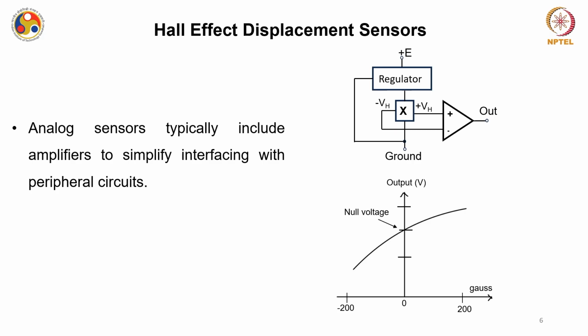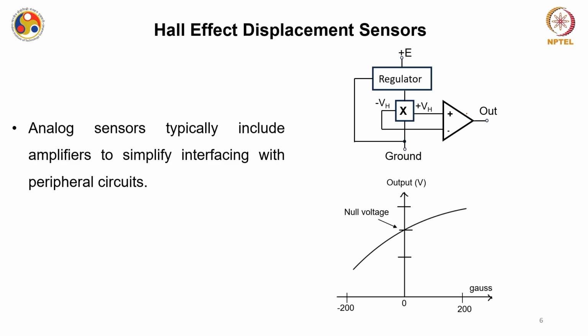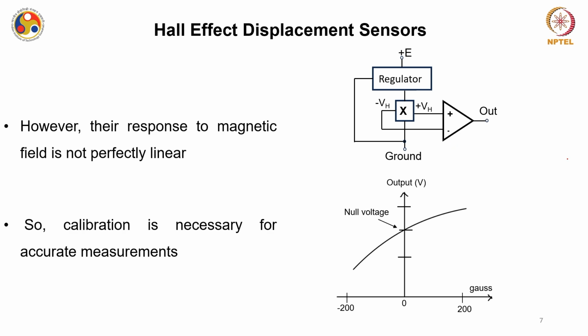First, the analog sensors. The analog sensors typically include an amplifier to simplify the interfacing with the peripheral circuit. So, this is your amplifier, the output of which is fed to an interface circuit. If you see, you have a regulator and a Hall sensor whose output can be plus or minus depending on the movement of the object. Also, depending on what type of semiconductor I am using for the bar, this will vary.